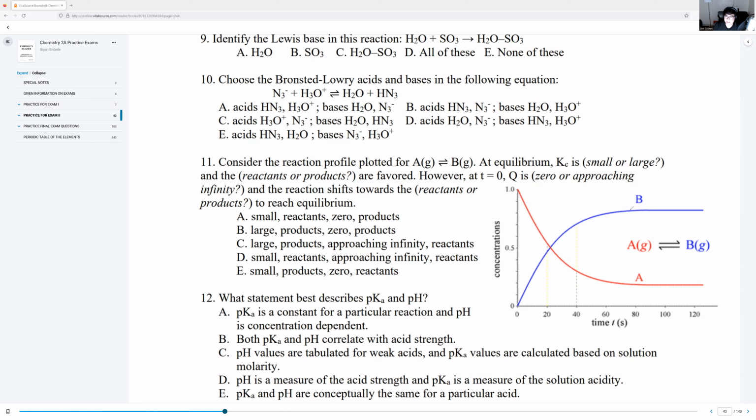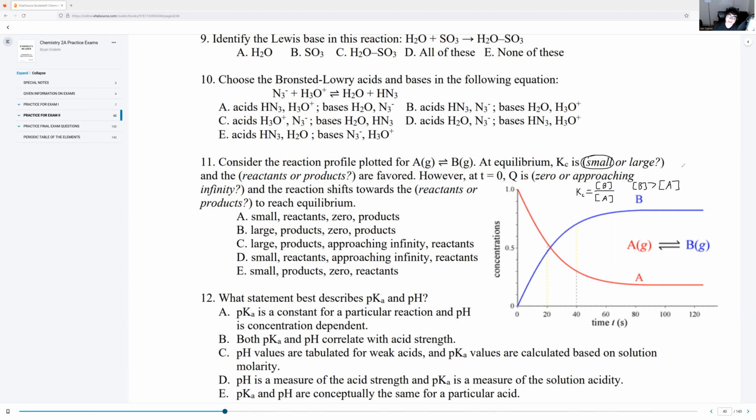So at equilibrium, over this long period of time, it reaches this stable state. You can see here, let me just write K for this. K is going to be the concentration of B, the products, over the concentration of A, your reactants. They're both to the first power. So B is larger than A. Since B is bigger than A, it's going to be small.